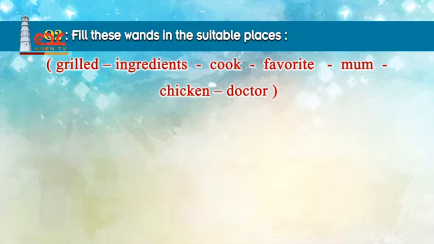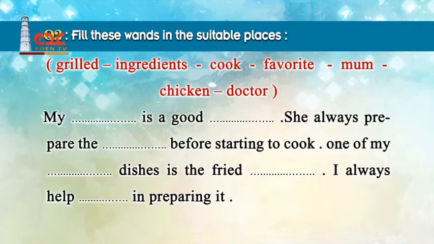Now I read the sentences. My space is a good space. She always prepares the space before starting to cook. One of my space dishes is the fried space. I always help space in preparing it.